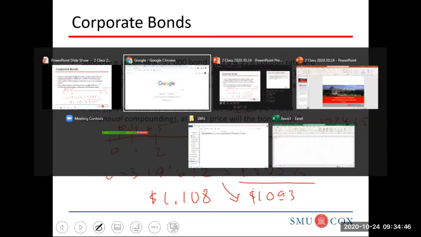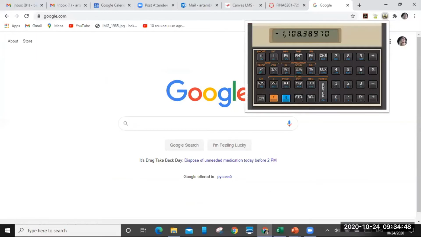And again, what we had to do is just plug in the new yield of 3.42, divide by 2, make it the new interest rate, and the present value is 1,093.